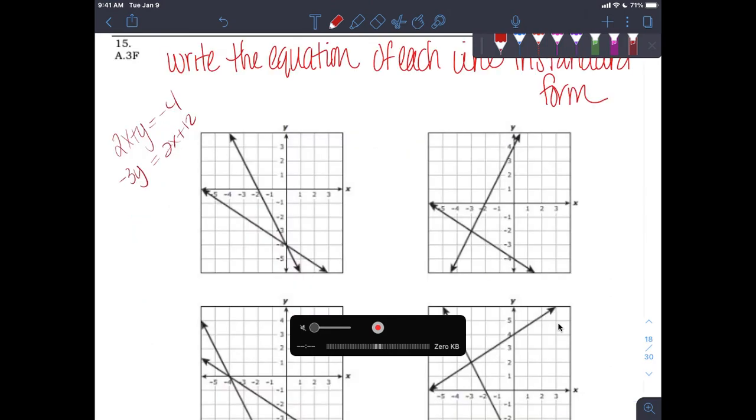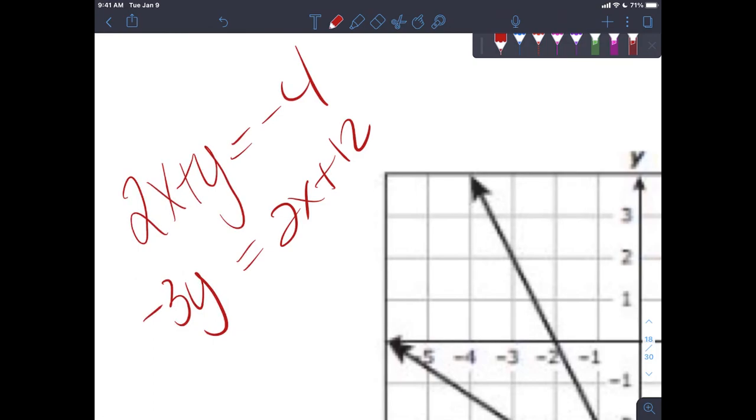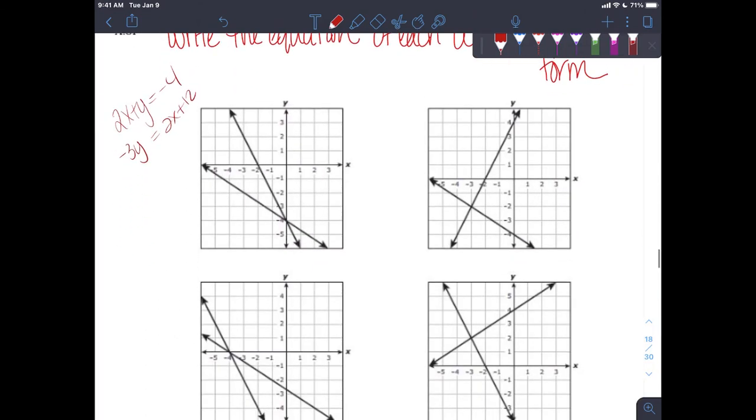All right, so the next problem. Originally I was going to have you guys write the equation for each of these, but that's going to take forever, so we're not going to do that. Instead, we're given 2 equations, one of them in standard form, one of them in an unidentified form, and we're asked to take these equations and figure out which one of these 4 graphs those 2 equations are on.